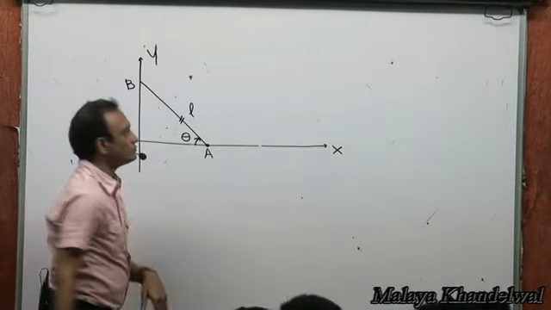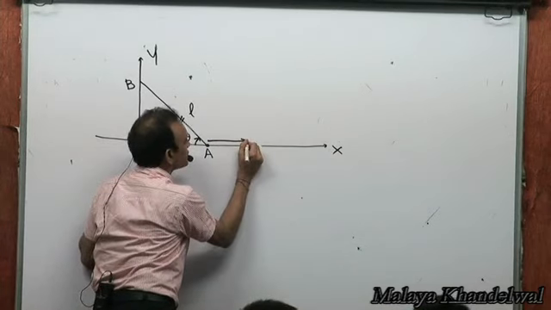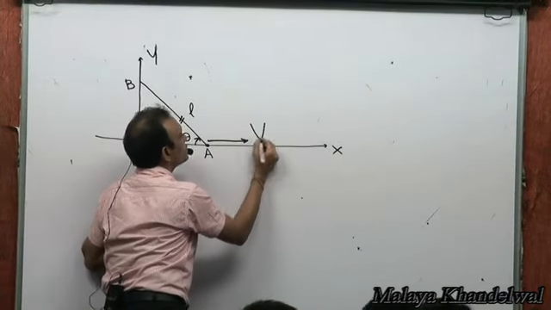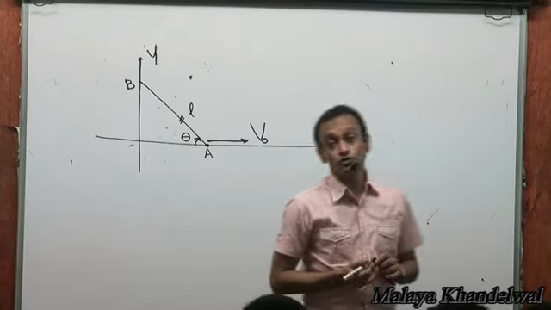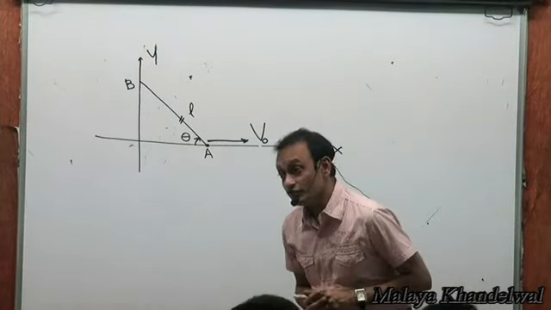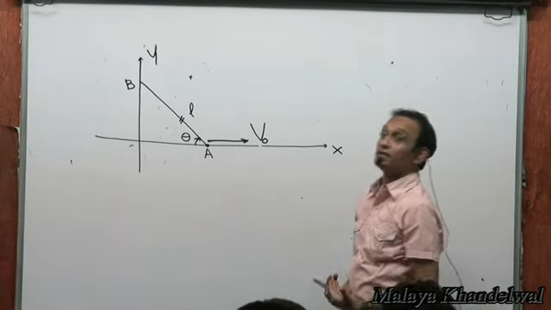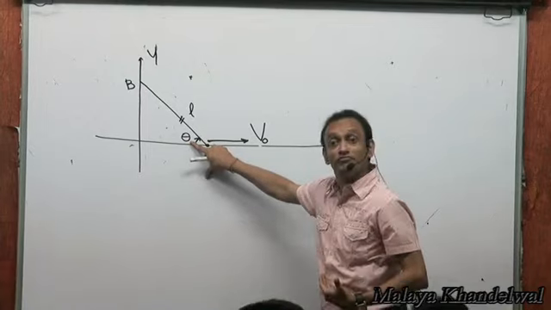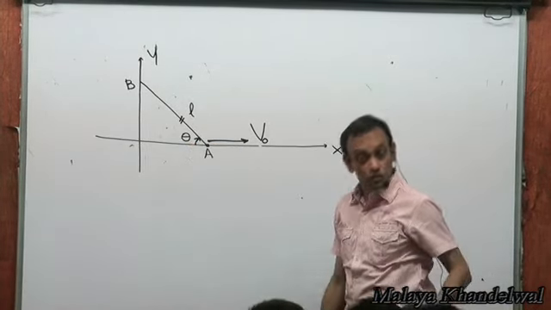Now, suppose A is being moved to the right with a constant velocity v0. I now want to be able to calculate the angular speed as a function of theta. I want to calculate the angular speed as a function of theta for the rigid body.